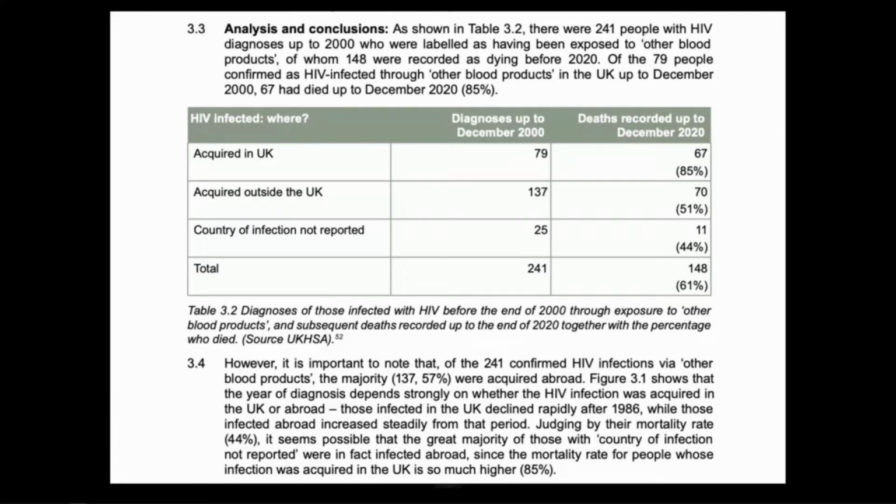Our guess is not that many, and one reason why that could be the case is that if you look at the mortality rate of those acquired in the UK, it's extremely high, 85%. But if you look at the mortality rate of those acquired outside the UK, not reported, it's 44%, which is close to the value acquired outside the UK. So there's some suggestion that those country of infection not reported, again, supports the idea that most of those were acquired outside the UK.